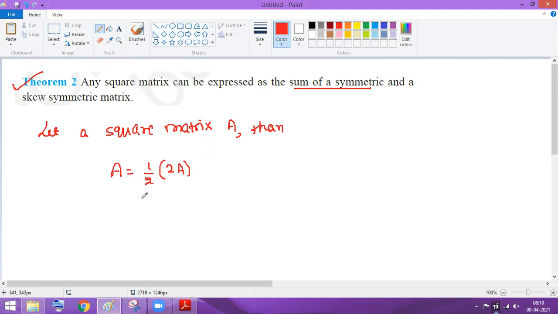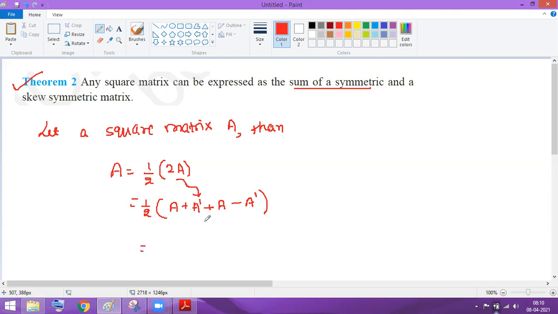No. Okay. Now after that, can I express half of 2A as half of A plus A dash plus A minus A dash? Can we express 2A like this? Because A dash minus A dash gets cancelled, again we will get the same thing, no?